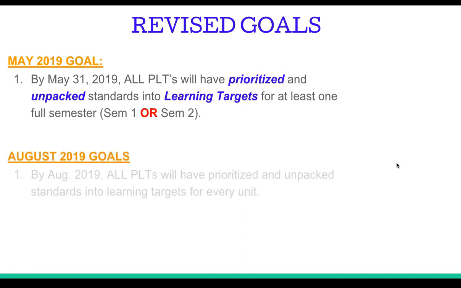Then by August, we'd like for all PLTs to have prioritized and unpacked standards into learning targets for every single unit. So looking across the entire school year, having your priority standards, unpacking those standards, understanding your learning targets for every single unit.